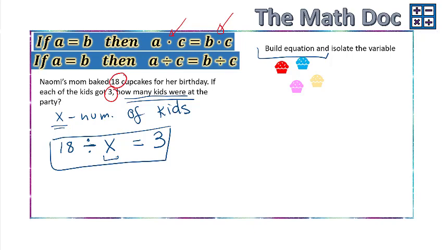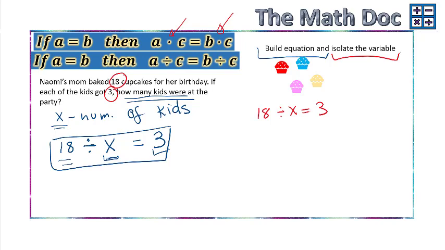So we have 18 cupcakes. We had x kids. We divided all the cupcakes among the kids. So we divided 18 cupcakes by x kids, and each kid got 3. So that is our result. Now, how do we solve for this? We will isolate our variable x, right? And that way, we'll see what x is equal to. So we have 18 divided by x equals 3.